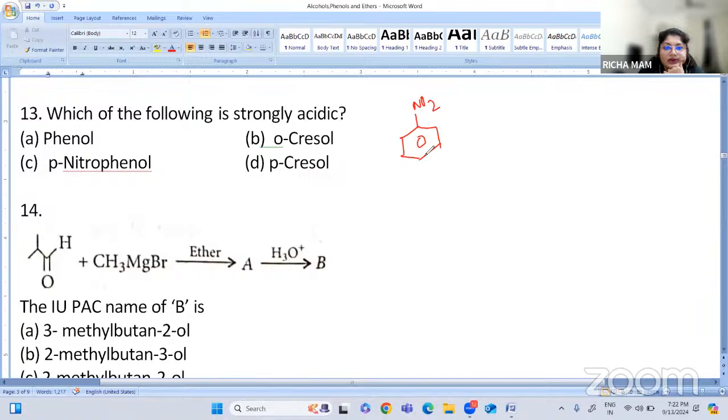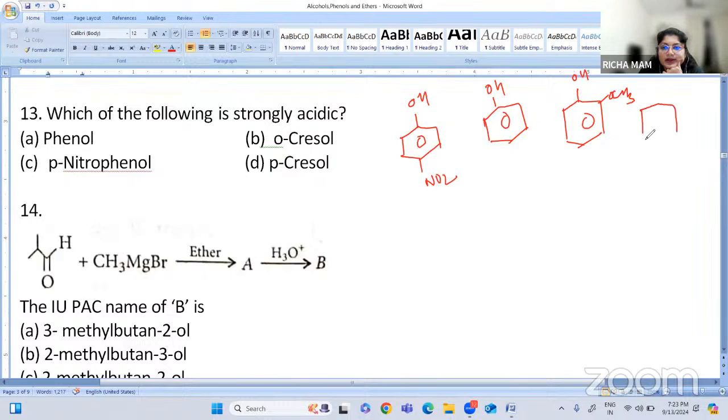So when you write, paranitrophenol, then will be your phenol, then will be your orthocresol, and then will be your paracresol. So here, which is most acidic? It is your C. Okay, C is the answer. So who all have answered as C? Yes, Shivaruni, Baby, and Lubna. Very good. So C is the correct answer.